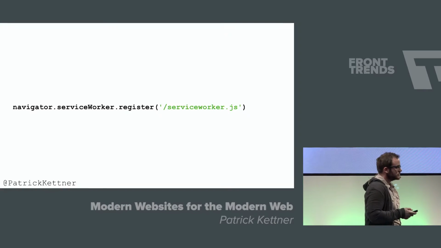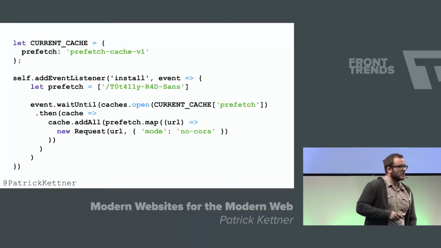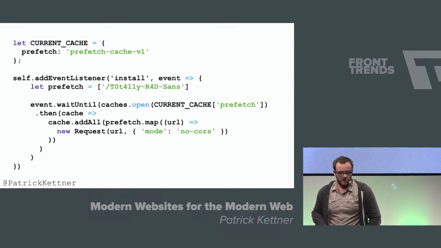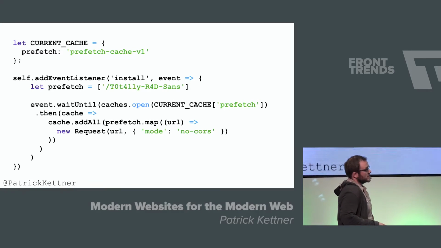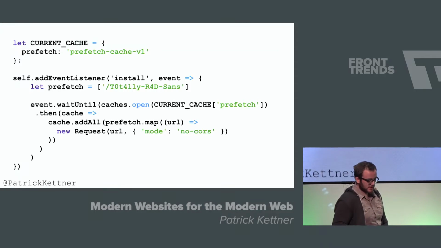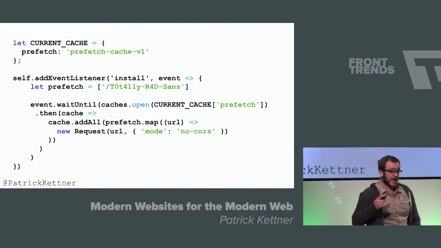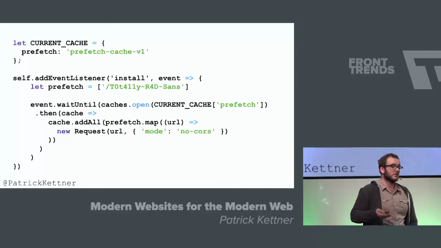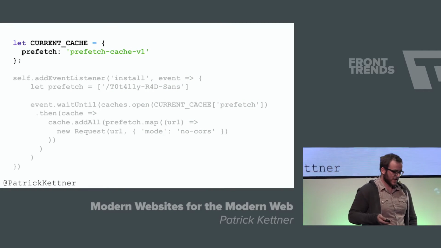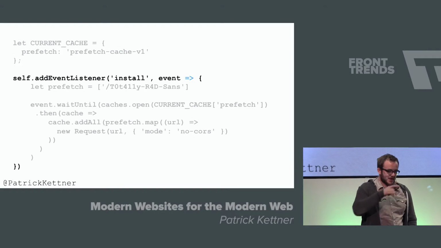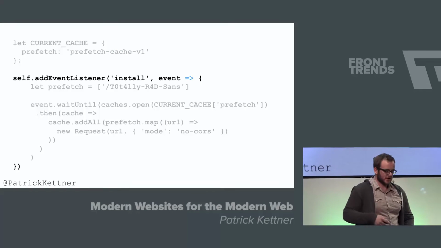Oh, sorry, wrong button. So this is an example of our cache file that we're using. We're doing a little bit of prefetching to allow us to grab that font that we talked about earlier, and in addition to that, set up the cache so that any request that's requested later on will be added to it automatically. So we establish our prefetch cache up at the top. Each cache can have a name, so you could separate your cached assets.